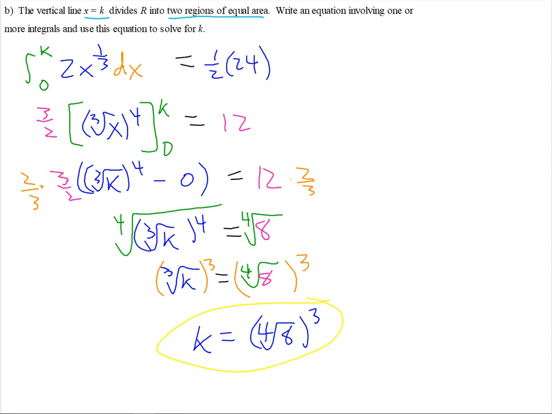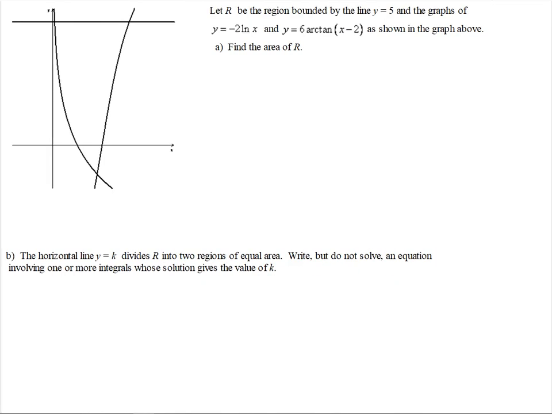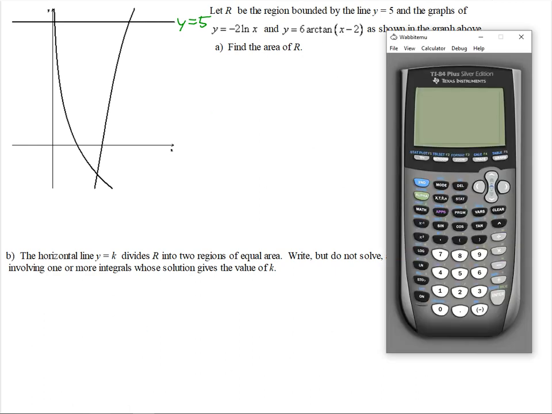All right, now let's go ahead and use our graphing calculators here on the next one. So I'll show both using the TI-84 and the Inspire here. So here it says let R be the region bounded by the line y equals 5. So that's this one right up here. And the graphs of y equals -2 natural log of x and 6 arctangent of x minus 2. So let's go ahead and put those in our calculator. You might know which one is which, but you might not there. So let's start with negatives.